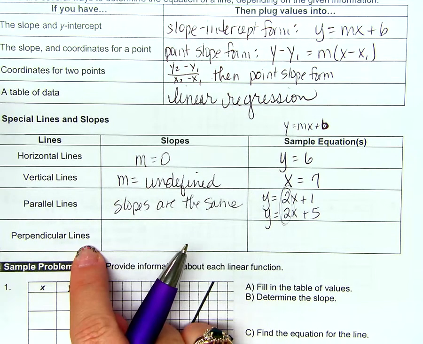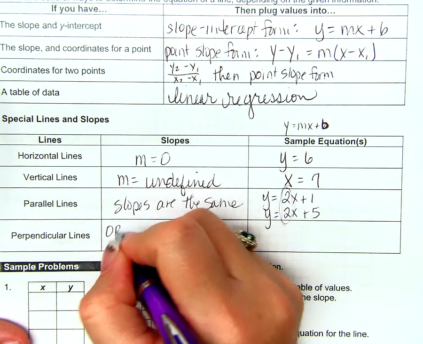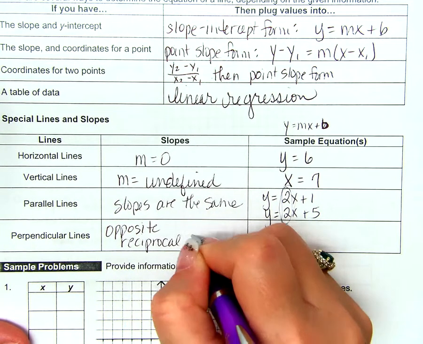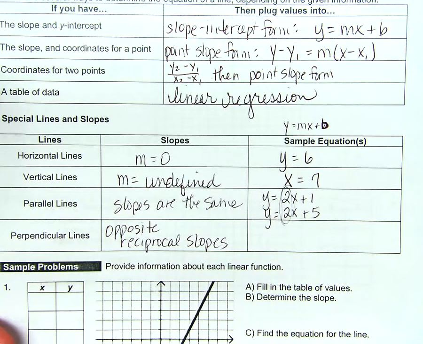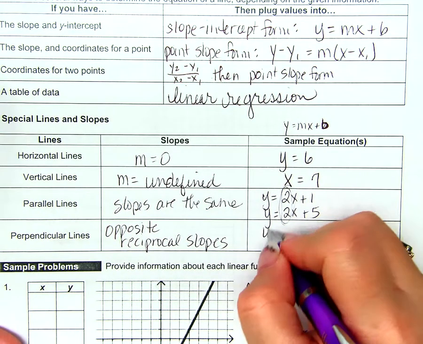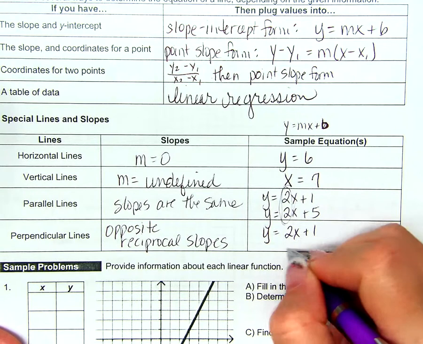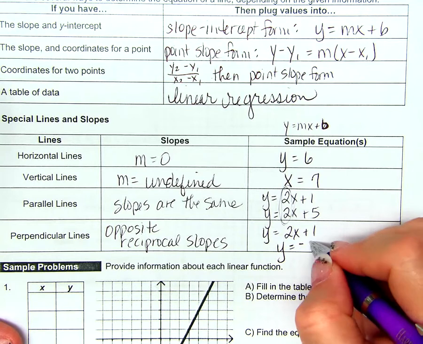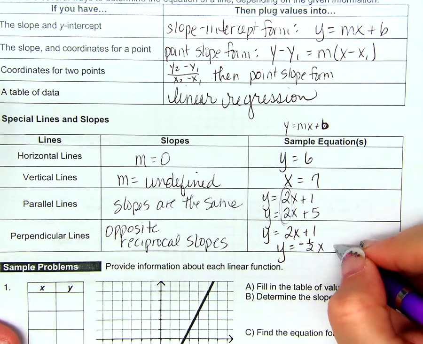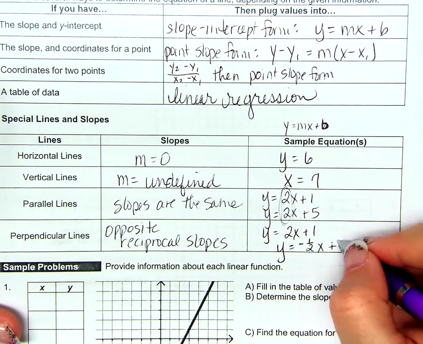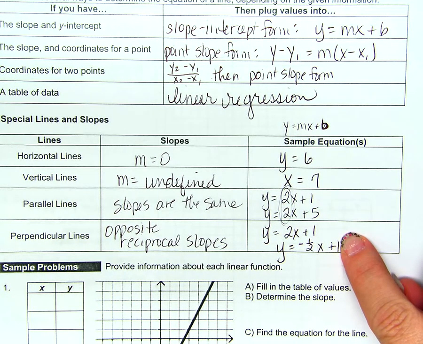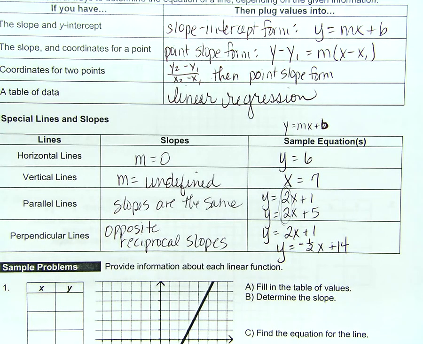Okay, perpendicular lines. They're the opposite reciprocal. Very good. Opposite. Reciprocal. For example, if I start with y equals 2x plus 1 again, what's an opposite reciprocal of 2? Negative 1/2 x plus what? 14. Wait, could it be plus 1? Could their y-intercepts be exactly the same? They could. We didn't write it that way, but they could.